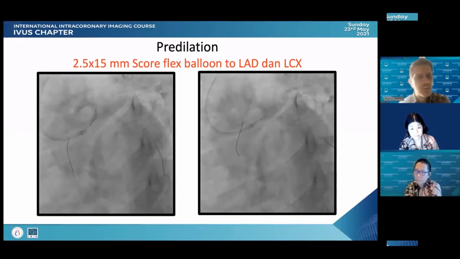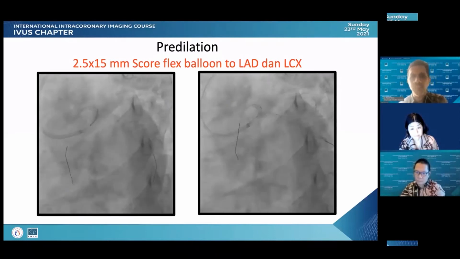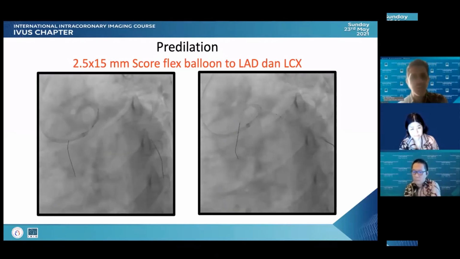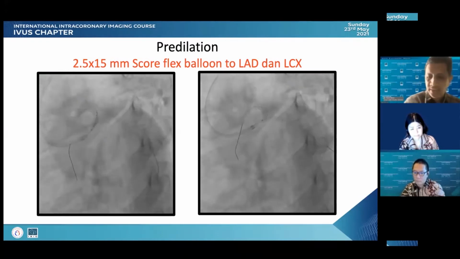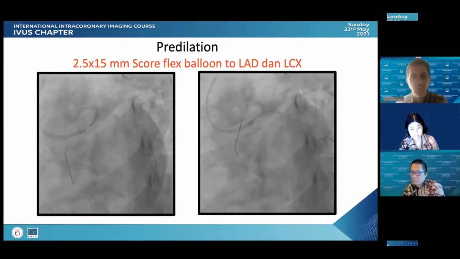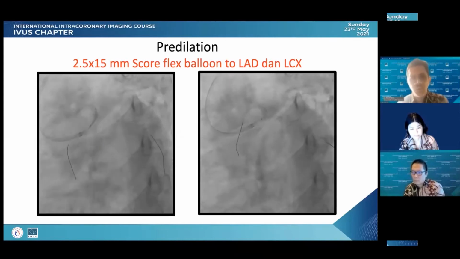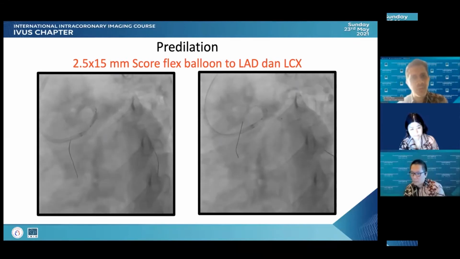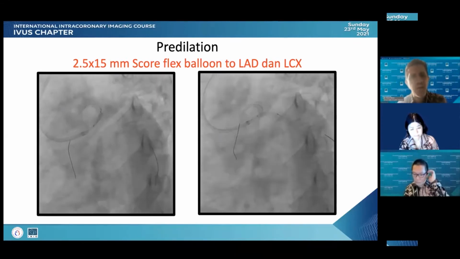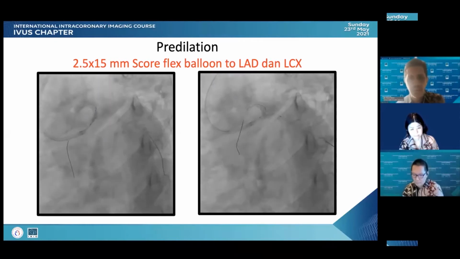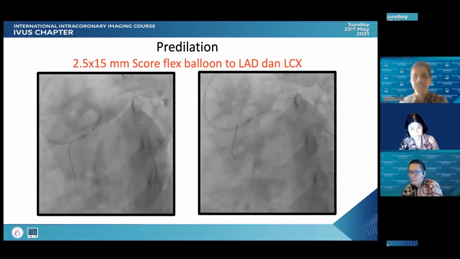At the time, I chose a 2.5 by 15 millimeter Scoreflex balloon. Maybe it is better using a higher size balloon. Do you agree with the predilation, further predilation, or do you have any other modality to prepare for such situations? Dr. Lin, what is your idea?